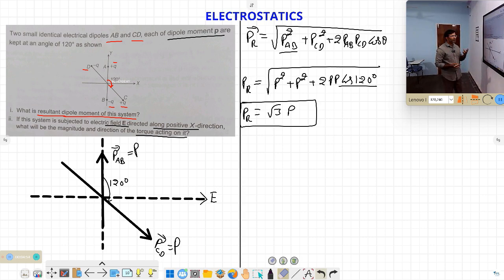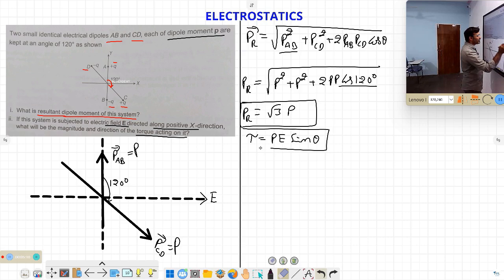So what is the torque they are asking us to calculate? What is the magnitude? Means only the value they are asking, how much it is. What is the formula for torque? The torque acting on any dipole is P into E into sin theta. So in this case, the sine of the angle we need to find.